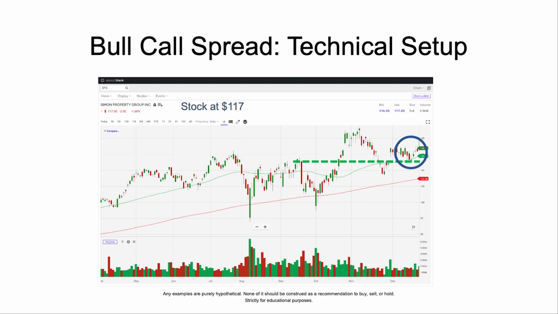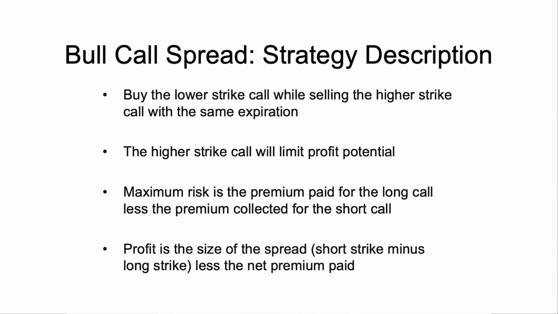However, we've got a high just in the middle of that role reversal line that could very well present some risk for an upward move. It could present a little bit of resistance pressure. So we're bullish, but not extremely bullish. The strategy that we're looking at here is called a bull call spread.